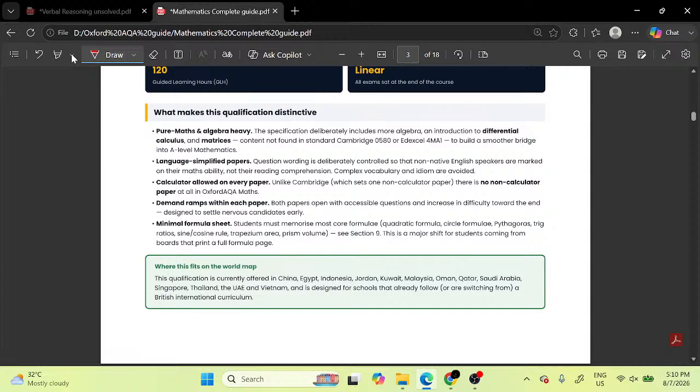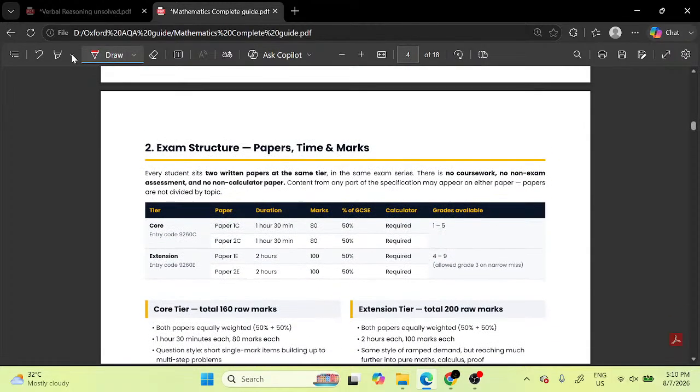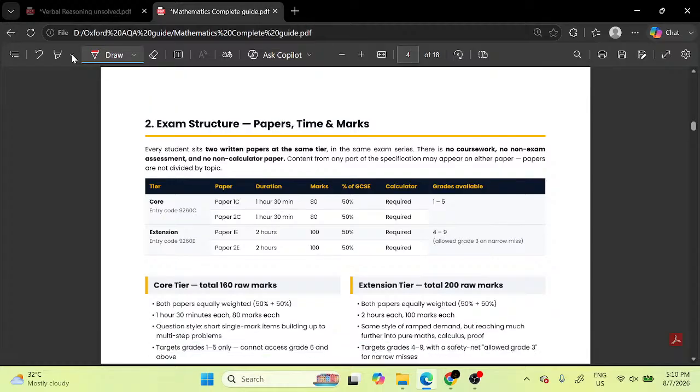Yes, we do have additional maths in IGCSE and in O levels, but this subject covers all of the things in only one subject. So Oxford AQA offers a versatile range of topics. Over here we'll discuss the exam structure, the paper pattern, the time and the marks.